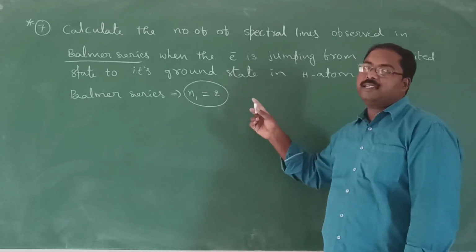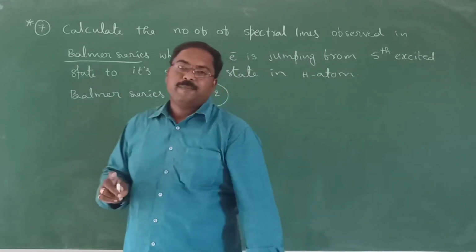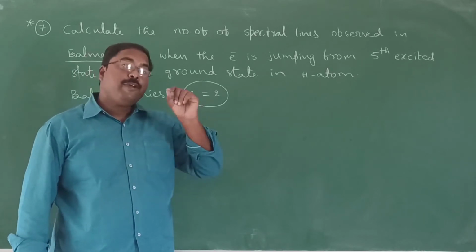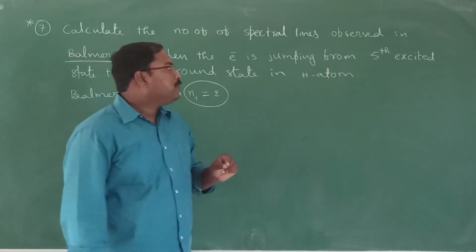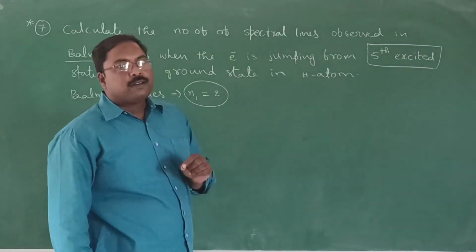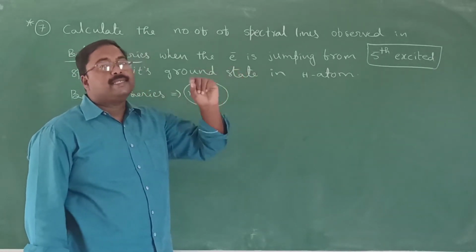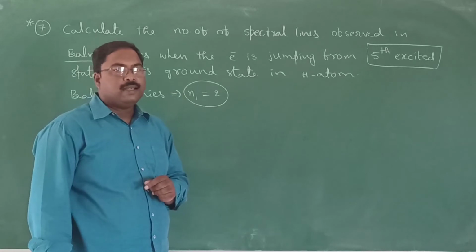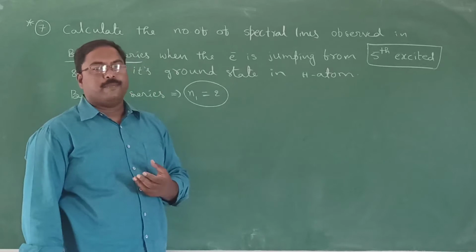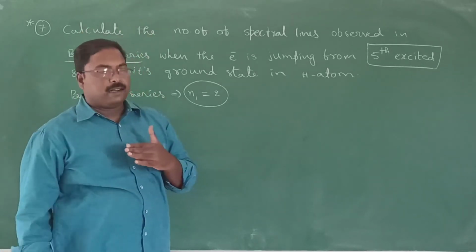Now once again cross check the question, then you will come to know why 3 is wrong. Because if you observe the question keenly, I didn't mention it as a fifth orbit. What I mentioned here is that the electron is jumping not from the fifth orbit. It is jumping from the fifth excited state. I hope every one of you has clarity about what is meant by the excited state. Excited state means the higher energy level of the electron.